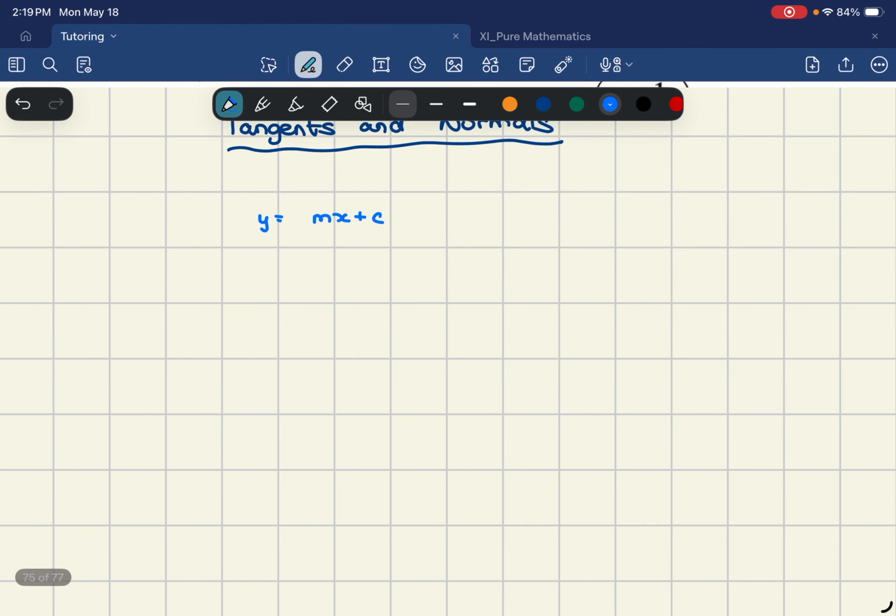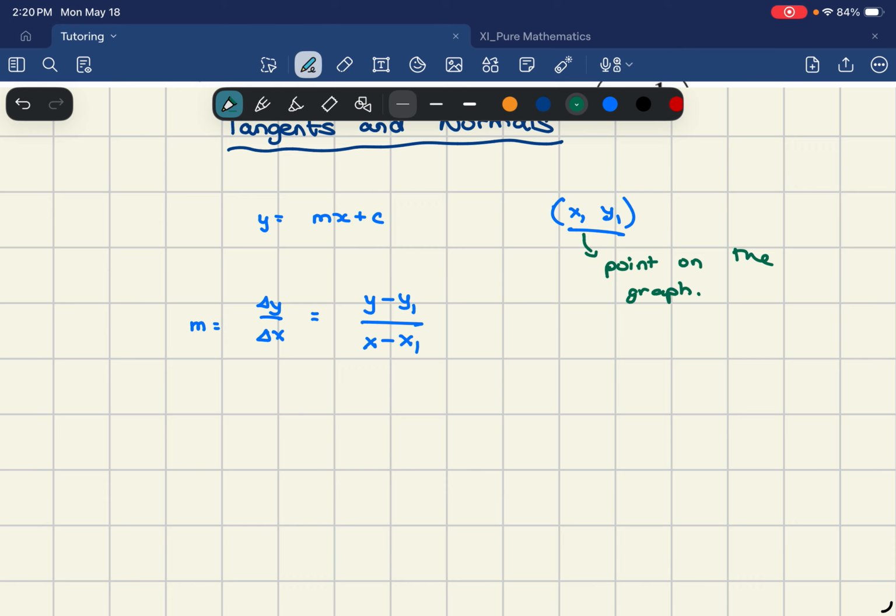That version comes from the definition of a slope. The slope is the change in y with respect to change in x. Suppose you know one point on a graph, the point (x1, y1). You can take any point, so you fix y minus y1 over x minus x1. Change in y is actually y2 minus y1 over x2 minus x1, but we're going to assume that x and y are variables, and this is a point on the graph.